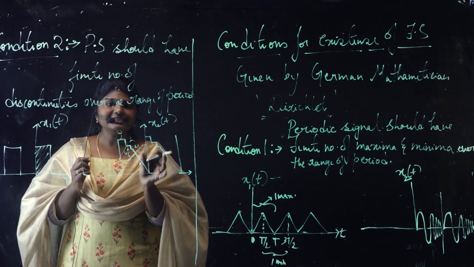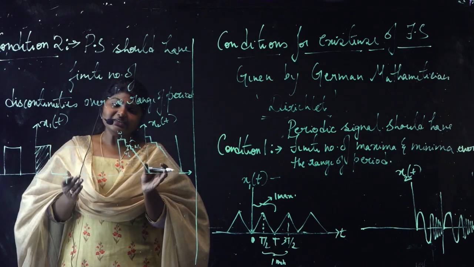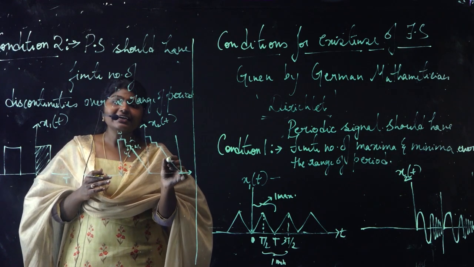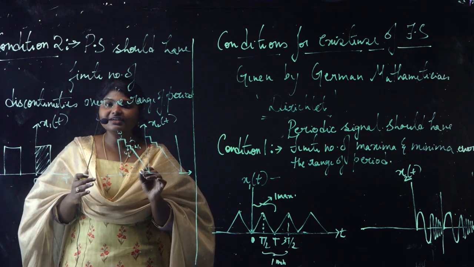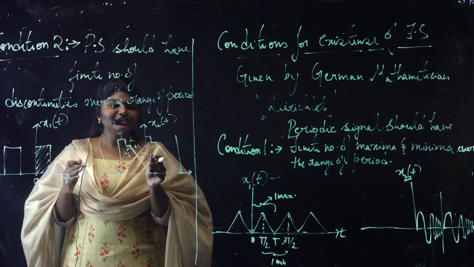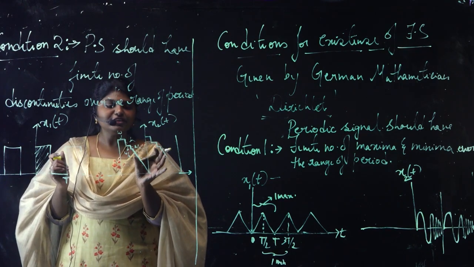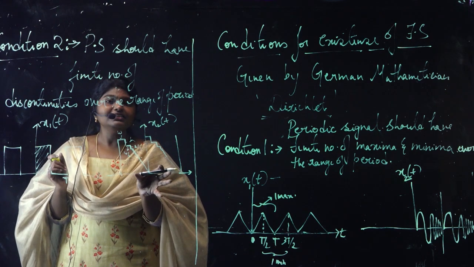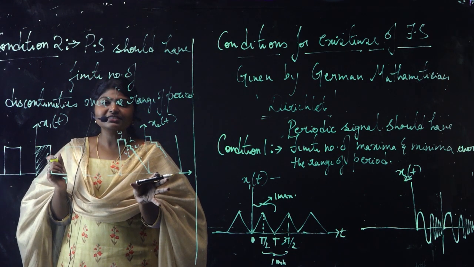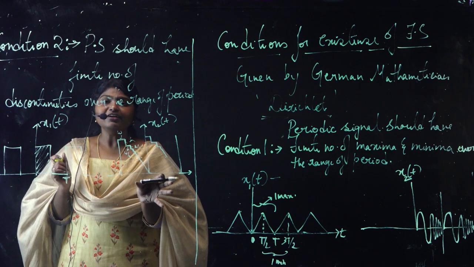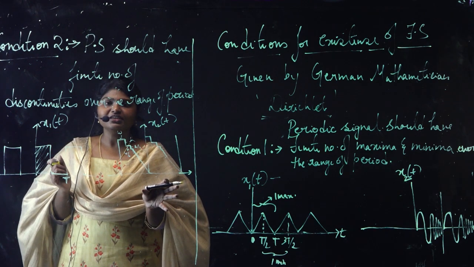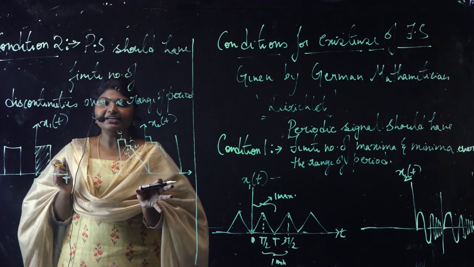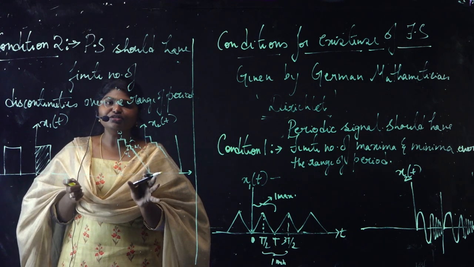And here in this signal, in spite of being periodic, the discontinuities are infinite. There are no certain or finite discontinuities in this signal. So even though this signal is a periodic signal, condition 2 says the periodic signal should have a finite number of discontinuities. So this signal is actually failing to satisfy condition number 2.